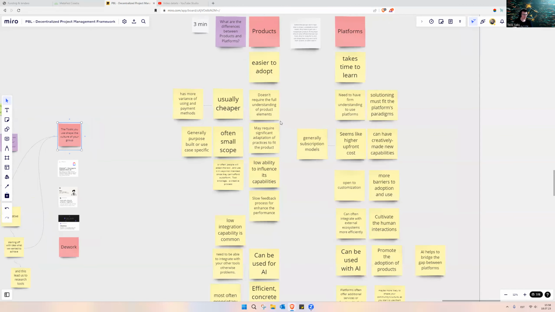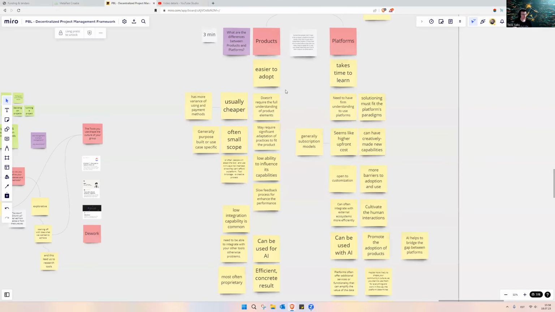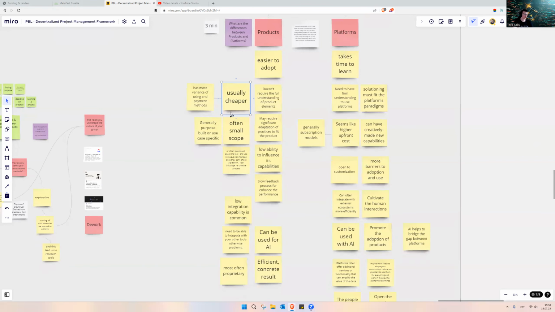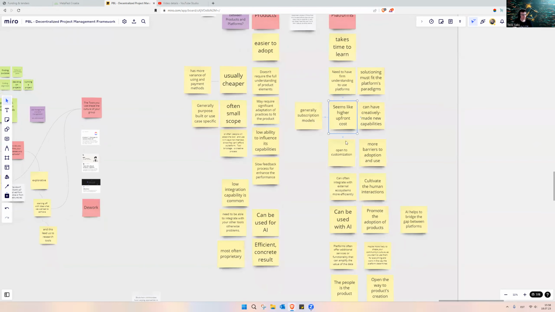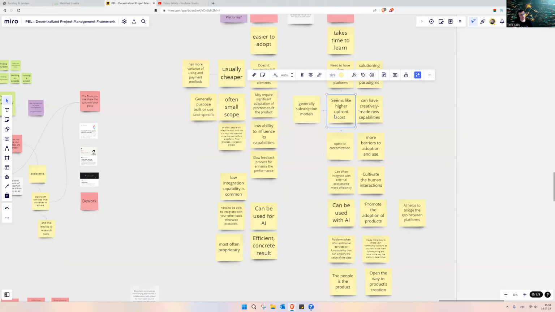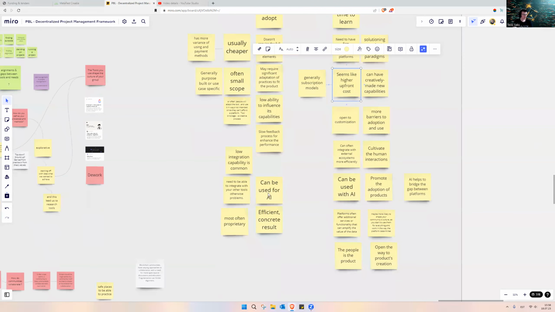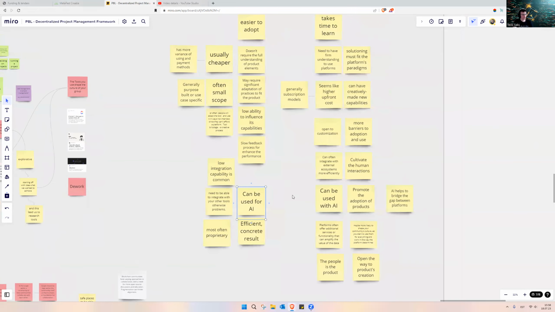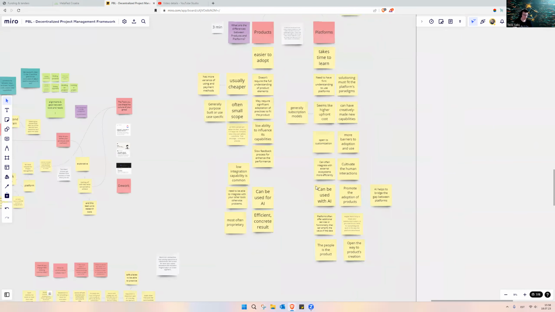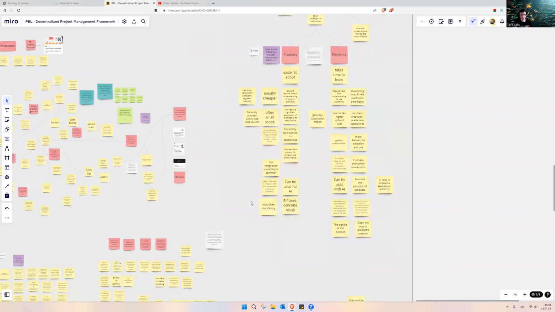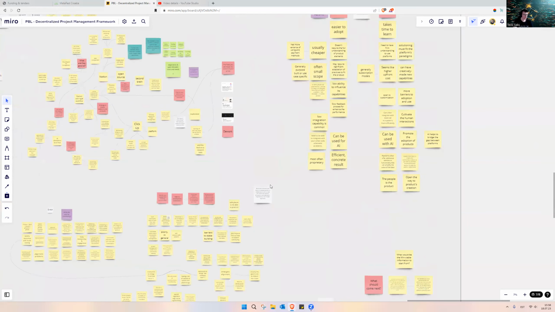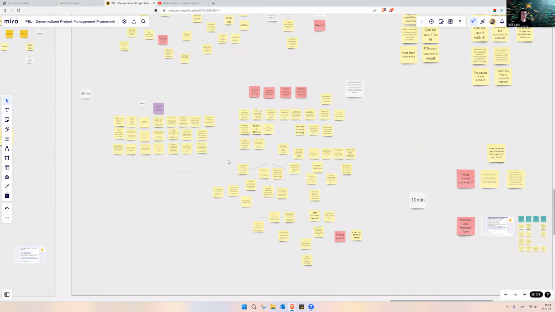And then we went into some examples, like products are easier to adopt, platforms take time to learn, products are usually cheaper, platforms seem to have higher upfront cost. Products can be used for AI, platforms can be used with AI, and so on. More comprehensive report again on the learning material, or you can find it from Miro board.